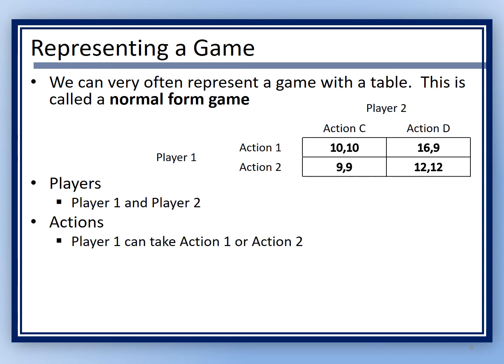The actions. Player 1 can choose action 1 and 2. You can see I put player 1's action beside him. Player 2 can choose action C and D. I put his action below him. Each cell represents one possible outcome. For example, the top left cell represents what happens if player 1 chooses action 1 and player 2 chooses action C.